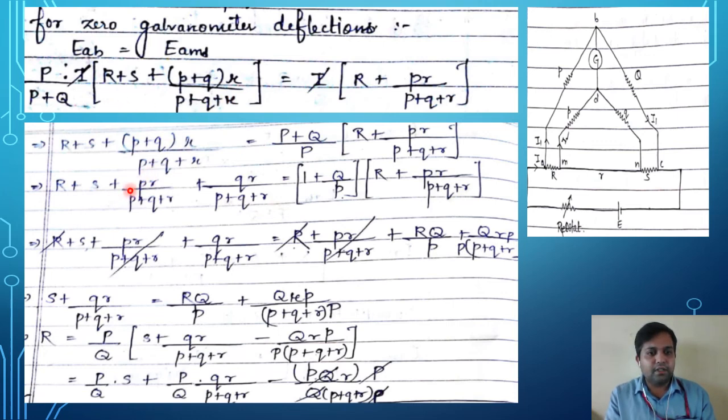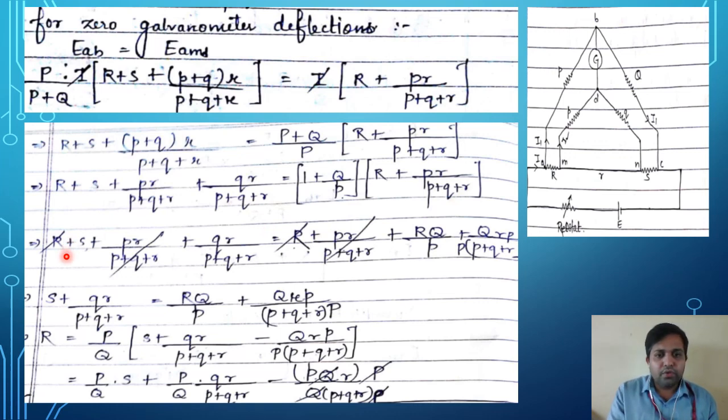Now simplify it further. Multiply this R with this entire term. So R plus S plus P into R divided by (P plus Q plus R). Then once again R is multiplied with Q, so Q into R divided by (P plus Q plus R), which is equal to, I will take the LCM here. If I simplify it, we get 1 plus Q by P into the other term as it is. Now simplify it further.